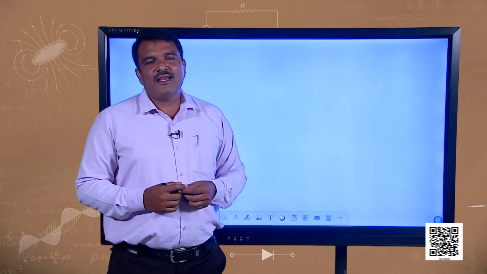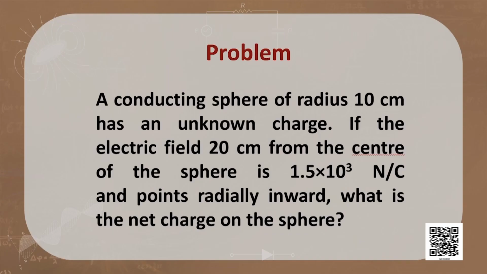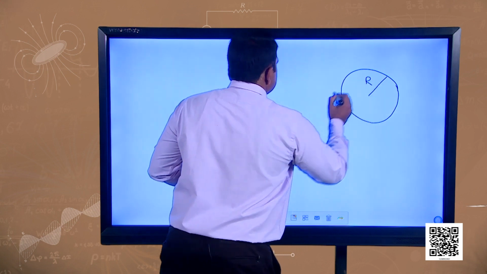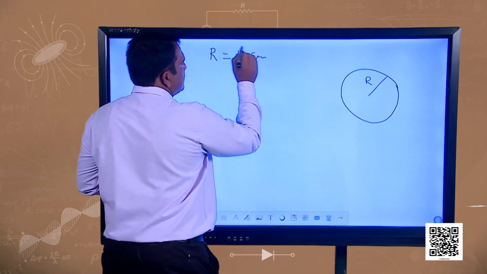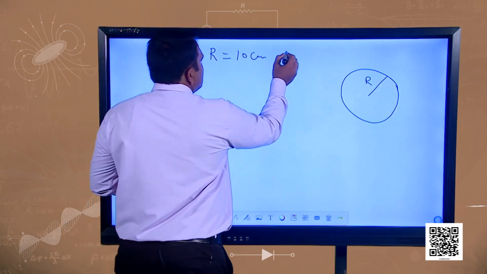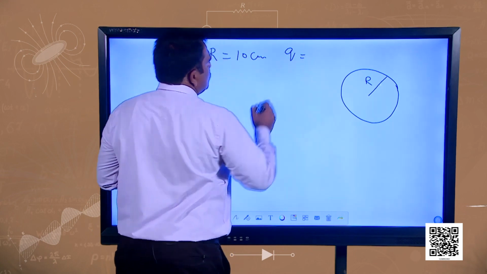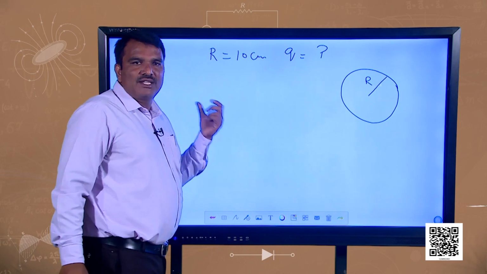Now, let us try to solve a problem. A conducting sphere of radius 10 centimeter. So, you are given a sphere of radius 10 centimeter. Let us take radius of the sphere as capital R and it is 10 centimeter. Has an unknown charge, that means neither you know the magnitude of the charge nor you know the sign of the charge.